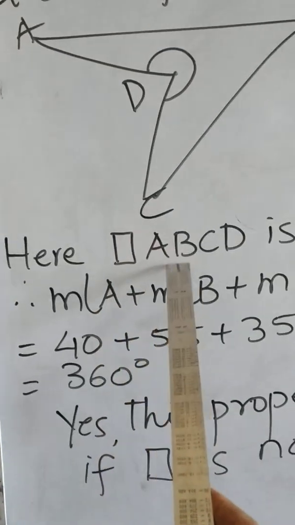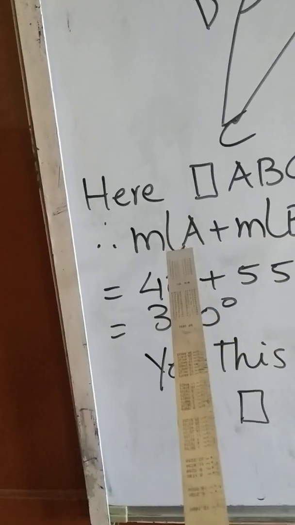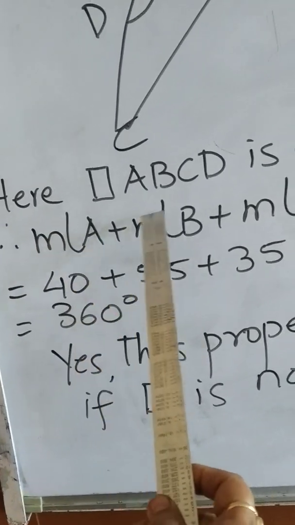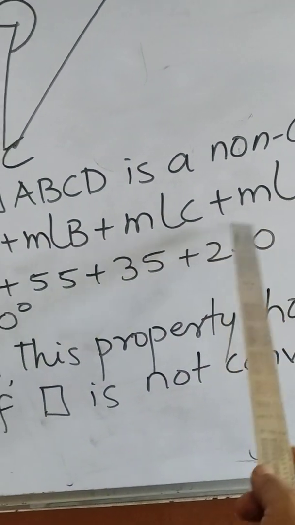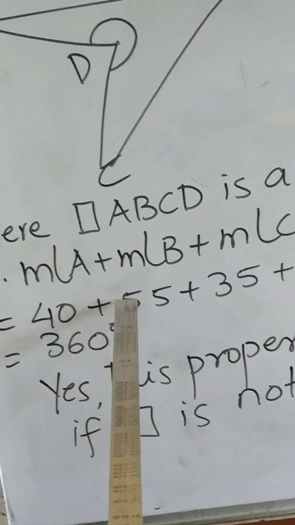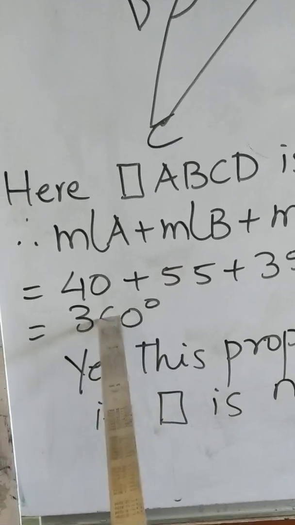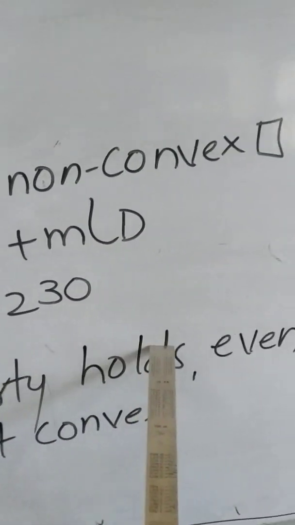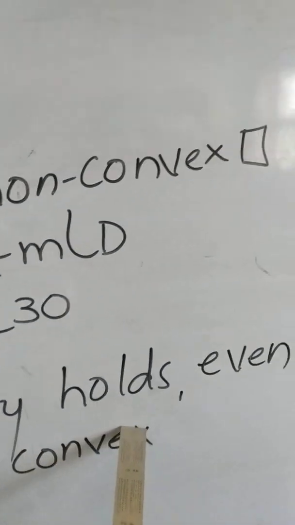Question number 3, please read from the textbook. Now here quadrilateral ABCD is a non-convex quadrilateral. Let us see whether it holds the property or not. Angle A plus angle B plus angle C plus angle D is how much? That we have to find out. 40, 55, 35, 230. When you add, you get 360. So you can say yes, this property holds even if the quadrilateral is not convex.